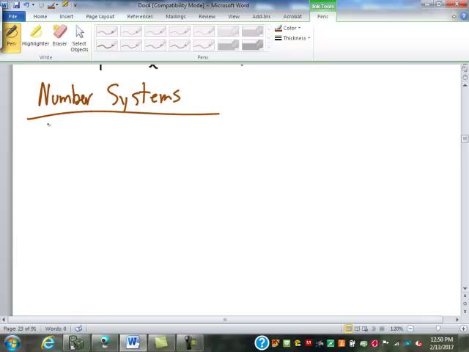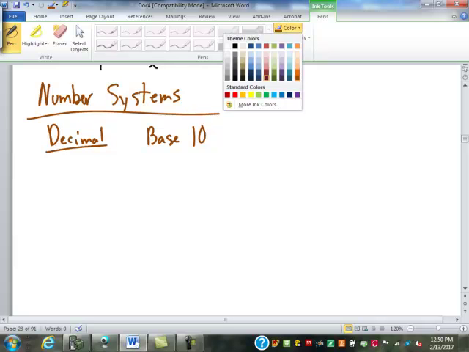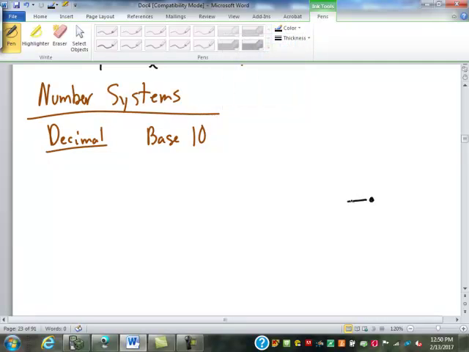Our number system is called a decimal number system. What decimal means is base 10. Deci is 10. So what that means is our place values in our number system, actually place values in any number system, are exponents. And in our number system, the base of that exponent is 10.